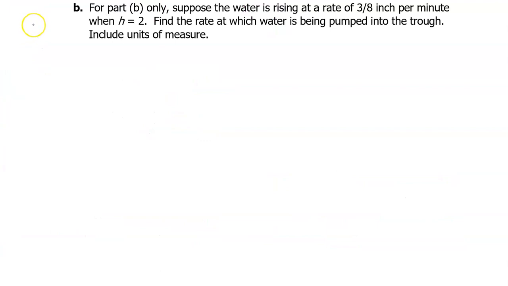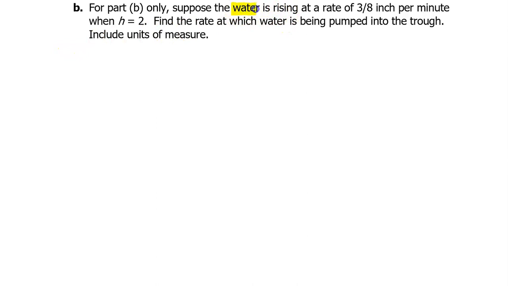Part B is very similar to Part A, so I encourage you to pause the video and try to do this problem by yourself. Then hit play and see how you did. For Part B only, suppose that the water is rising at a rate of 3/8 inch per minute when h is equal to 2. Find the rate at which the water is being pumped into the trough. Include units of measure. Let's make that list of facts that we are given.